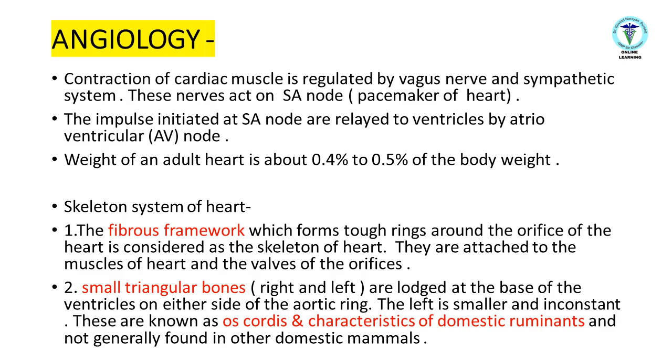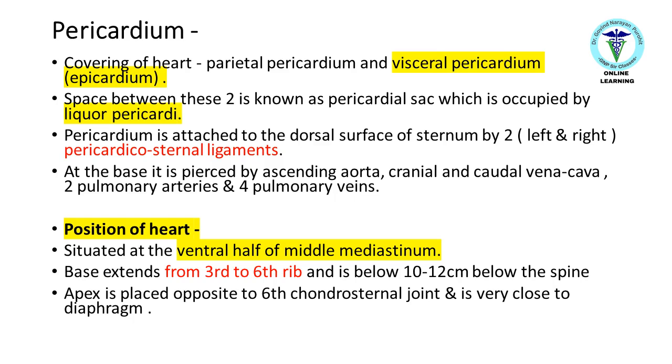Cardiac muscle contraction is regulated by the vagus nerve and sympathetic system. The heart structure includes a fibrous framework and small triangular bones that support its function. The pericardium is a double-walled sac that encloses the heart. It consists of the parietal and visceral pericardium, with a space in between filled with fluid to reduce friction.